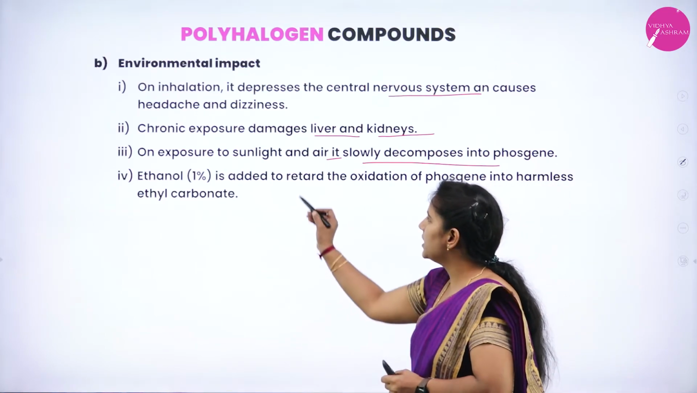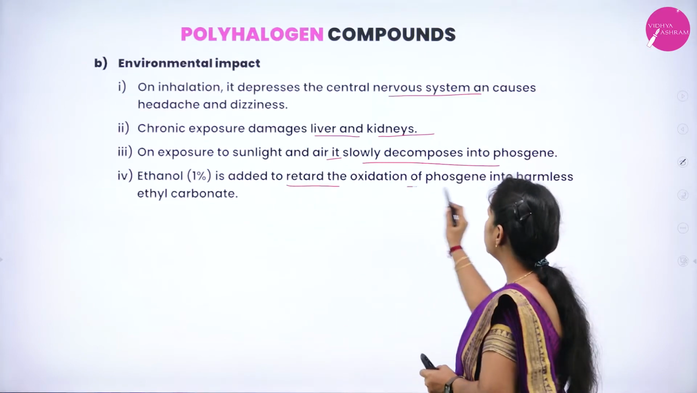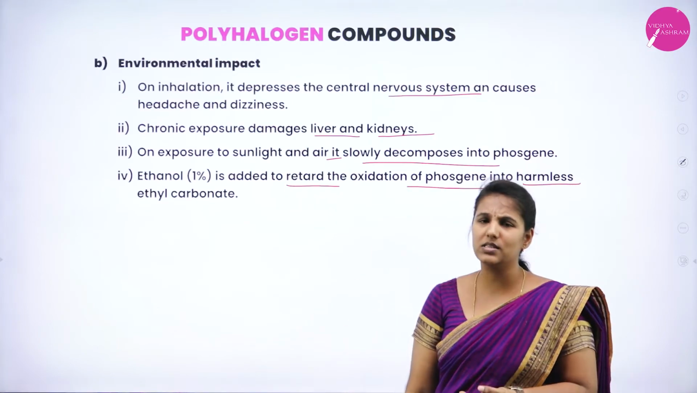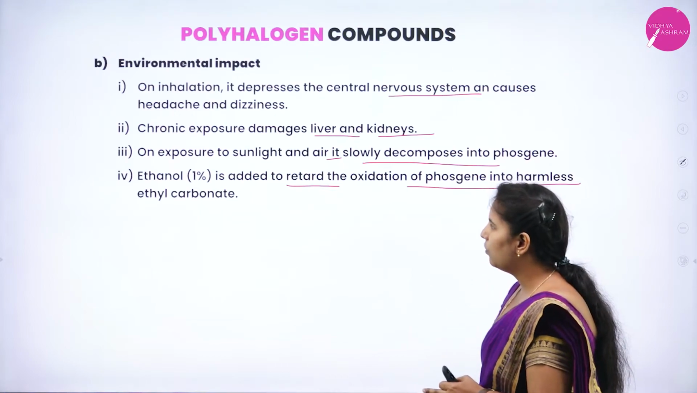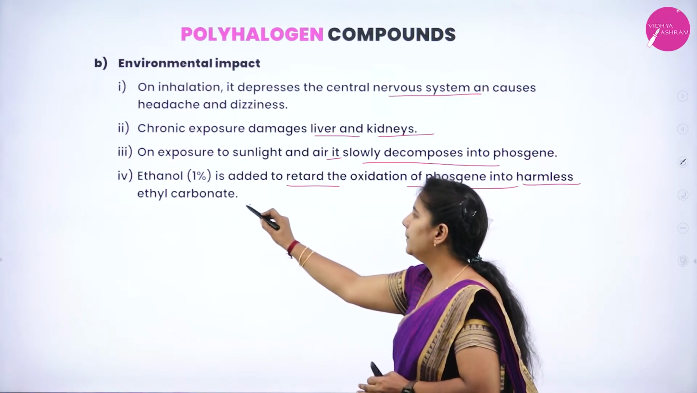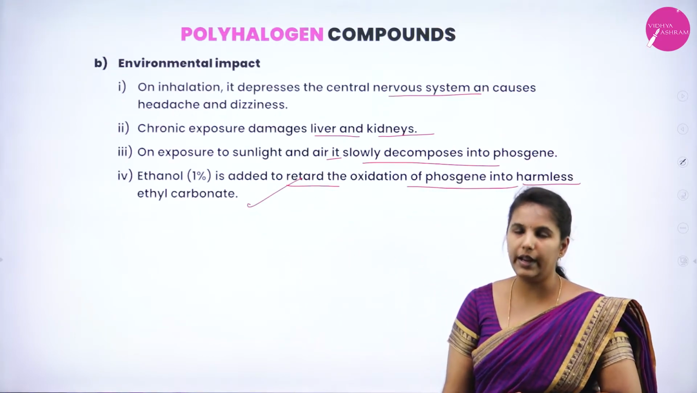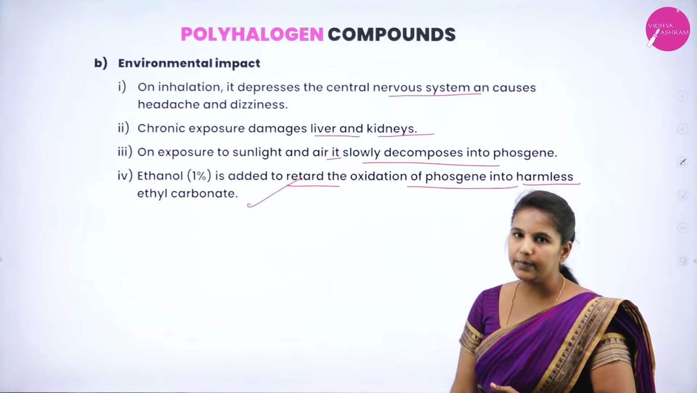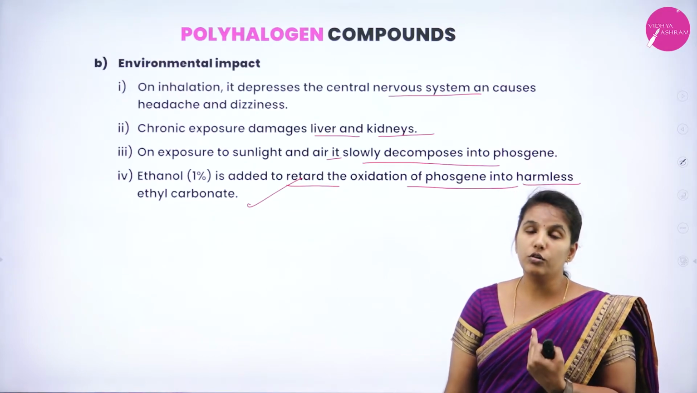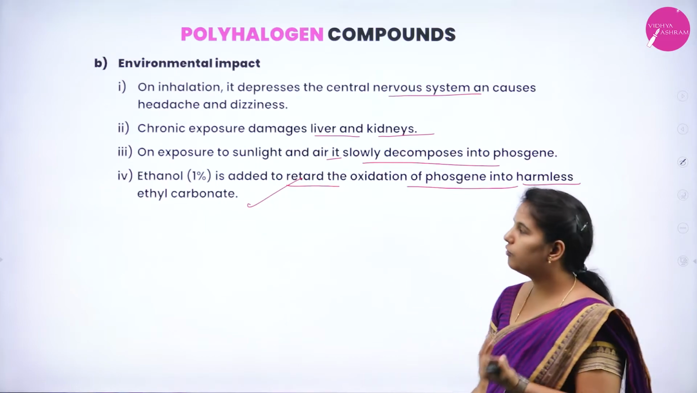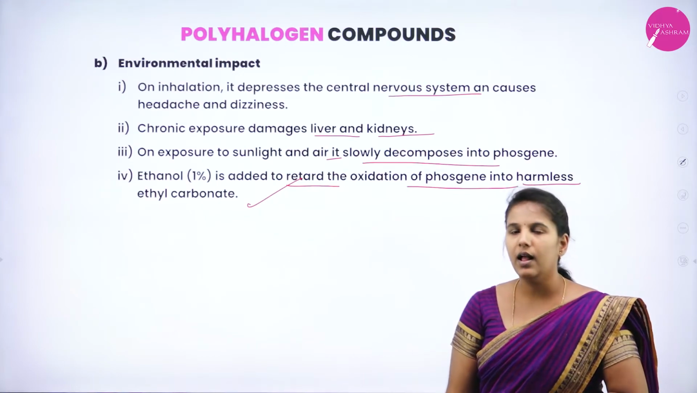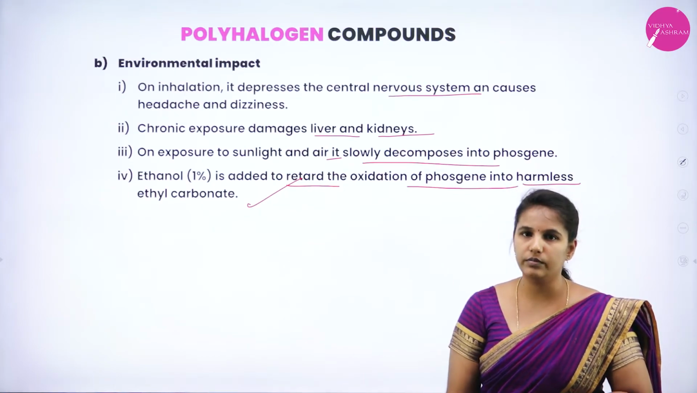The ethanol which has been added retards the oxidation of chloroform into phosgene, thereby it avoids forming phosgene. So 1% of ethanol will be added so as not to form phosgene. Instead of that, it forms what? Ethyl carbonate. Again, it is not so harmful.